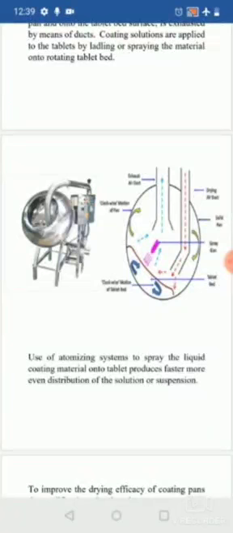So if you use the atomized system, or the sprinkler system, you insert the droplets at a very high speed or pressure, and you reduce the particle size of the coating solution, so that it coats the tablet evenly and gives you the desired result within a shorter period of time.